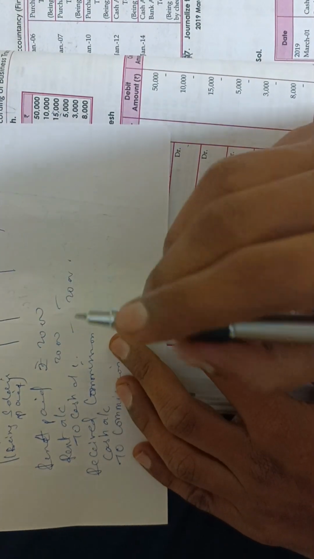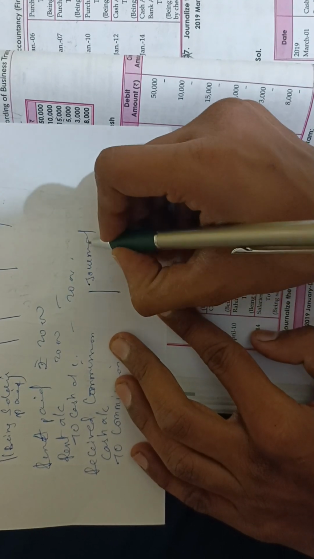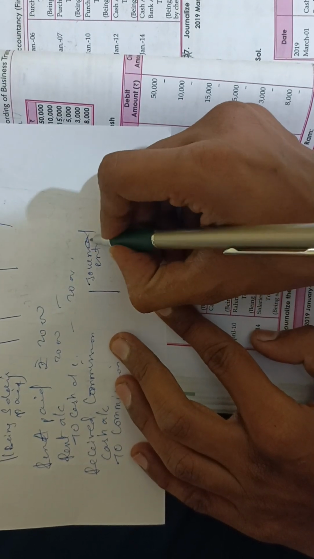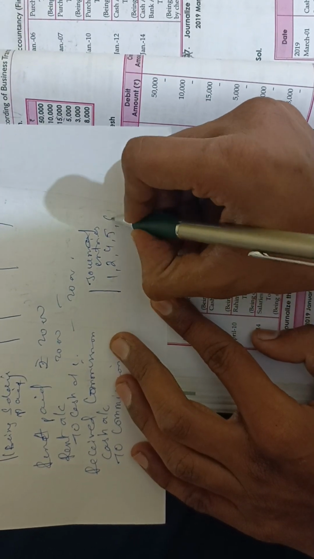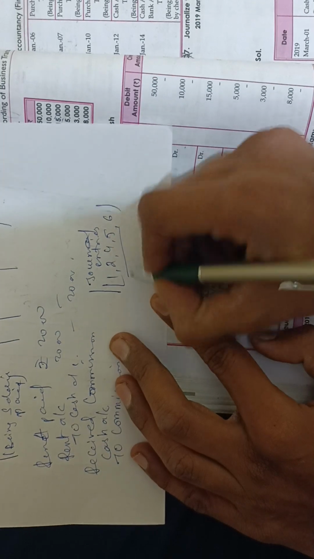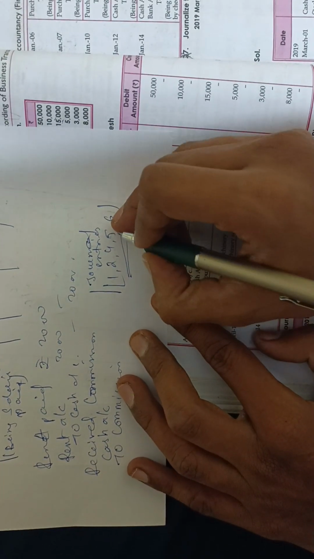But from your exam point of view, just practice these problems. Practice journal entries from your textbook, problem numbers 1, 2, 4, 5, 6. Only these 5 problems are very important for your exam. Just practice these 5 problems from your textbook.